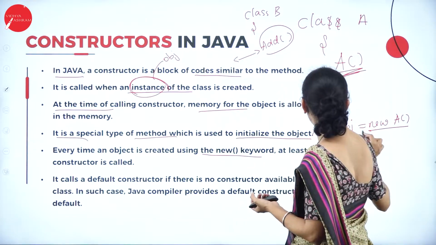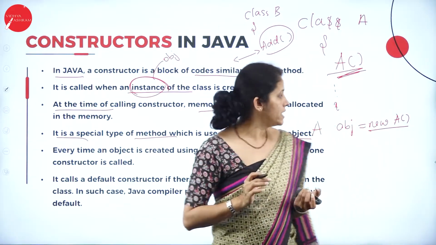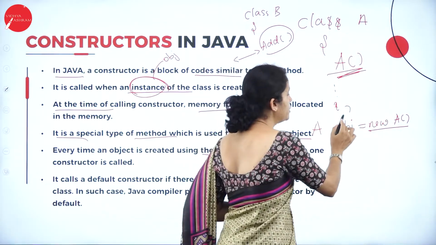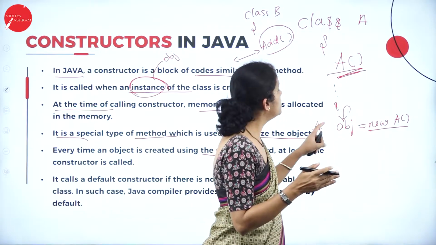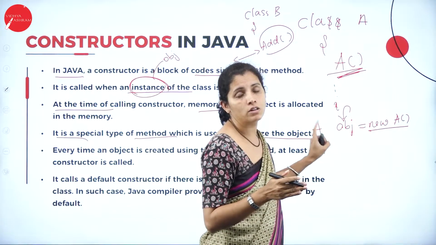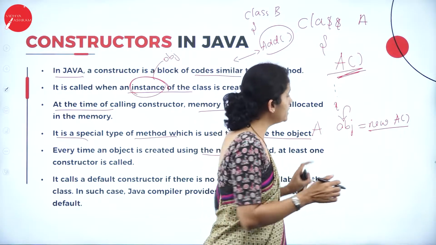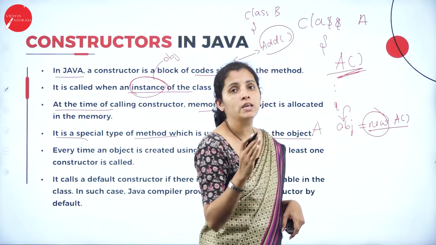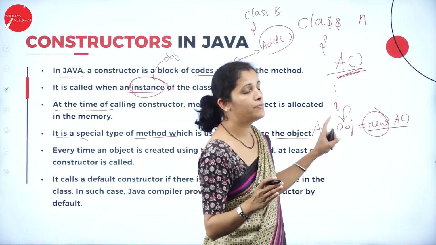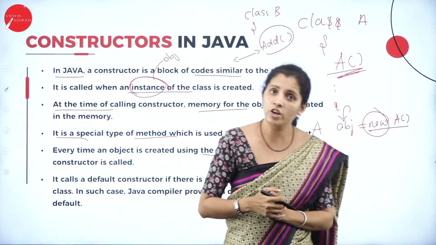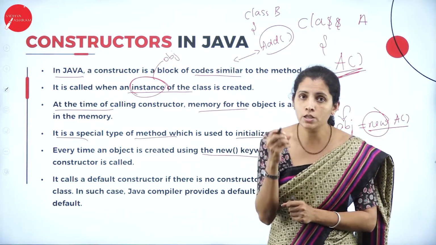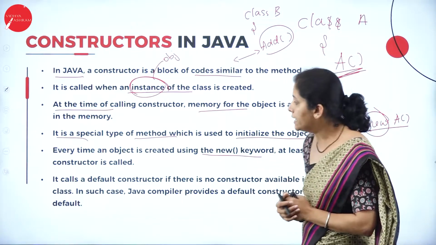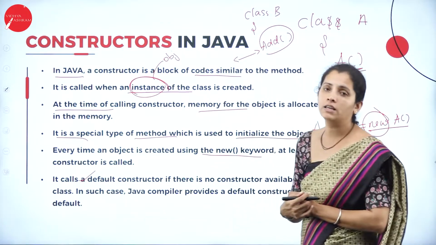So, dear student, when I write obj equal to new A, I'm going to create the object. At the same time, the memory is allocated for this object. To allocate the memory, I use the new keyword, and this is the example for dynamic memory allocation. In the sense, during the execution of the program, we allocate the memory. It calls a default constructor.